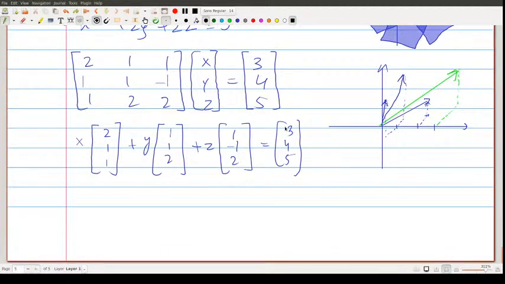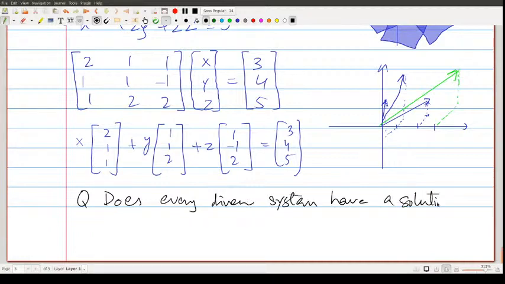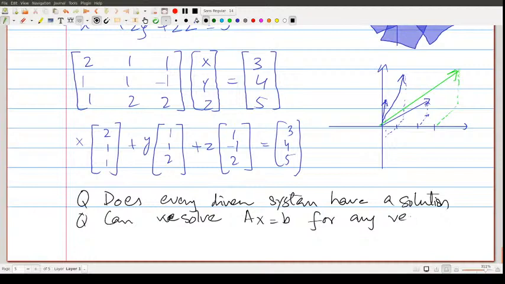These are the central problems of linear algebra, which is, does every linear system have a solution, right? Think of it in another way. The same question can be written as, can we solve Ax equals b for any vector b, right?